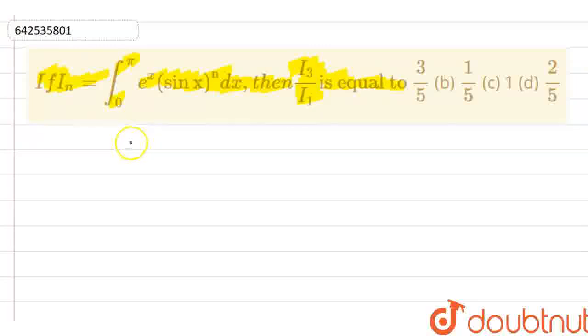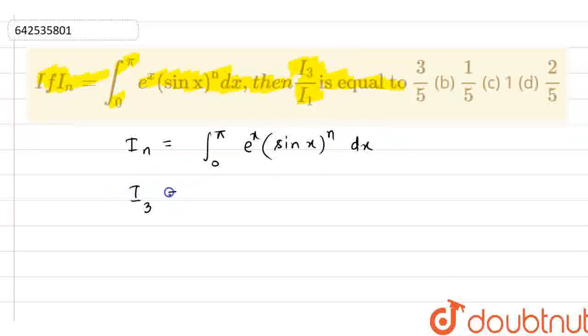So first of all we have In equals integration 0 to pi e to the power x (sin x) to the whole power n dx. Now this is the value of In. Now we need the value of I3, so in place of n I am going to put 3 and it will become integration e to the power x (sin x) to the power 3 dx.